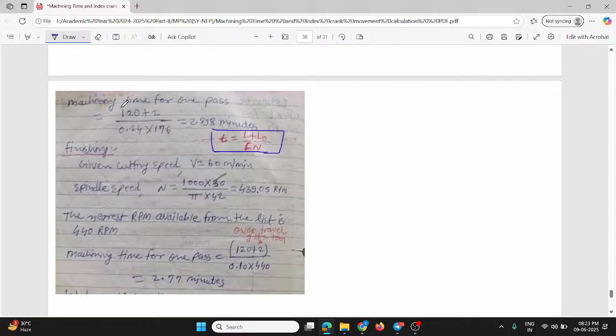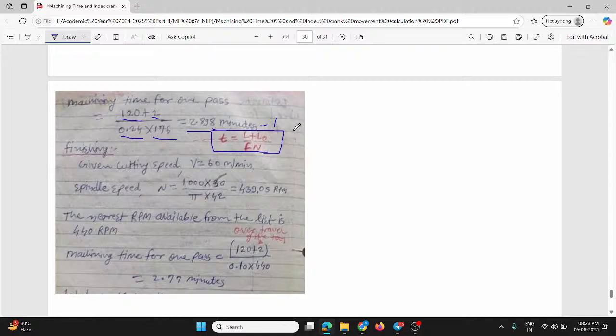So what is the total length of the workpiece? That is equal to 120. What is over travel? That is 2 mm, it is mentioned. What is F? Here you have to take F for roughing, that is 0.224, and N we have already calculated, that is 176 rpm. So after calculation, you can get the machining time as 2.89 minutes. And this machining time is for one pass.